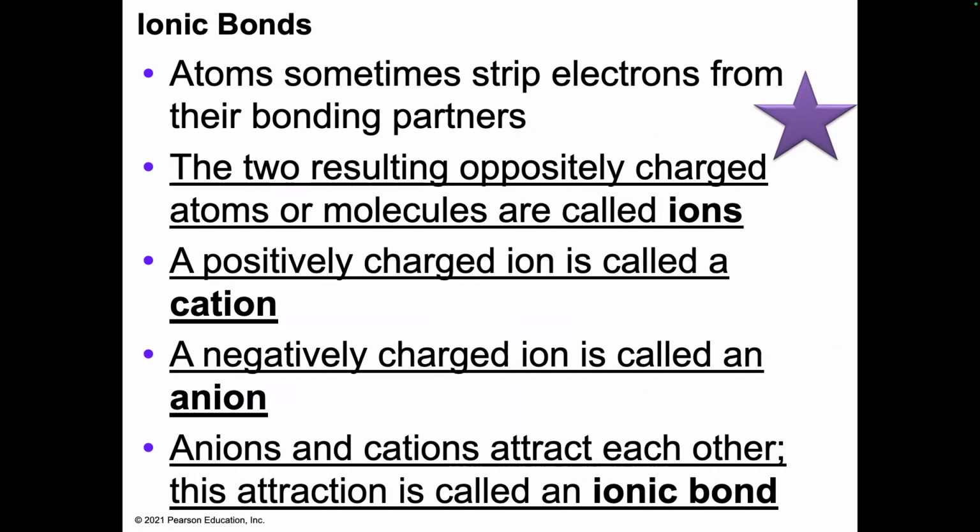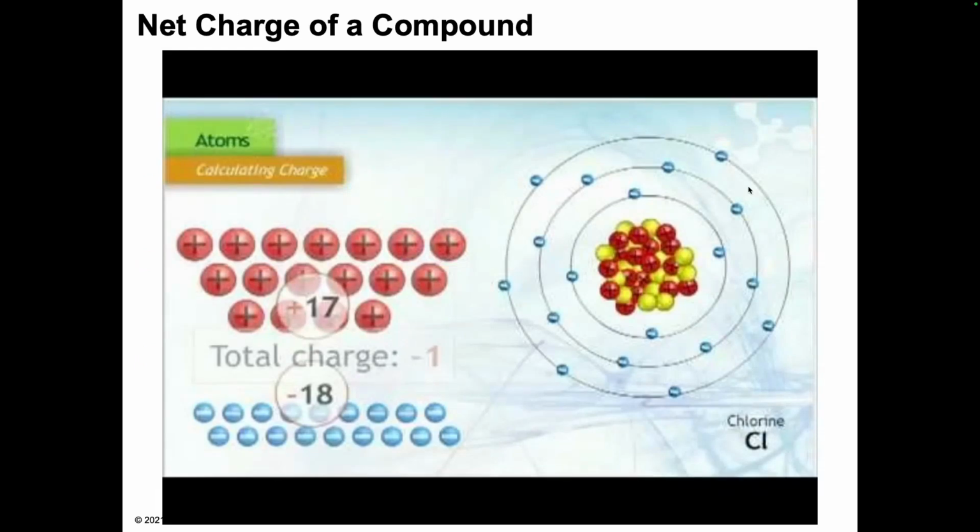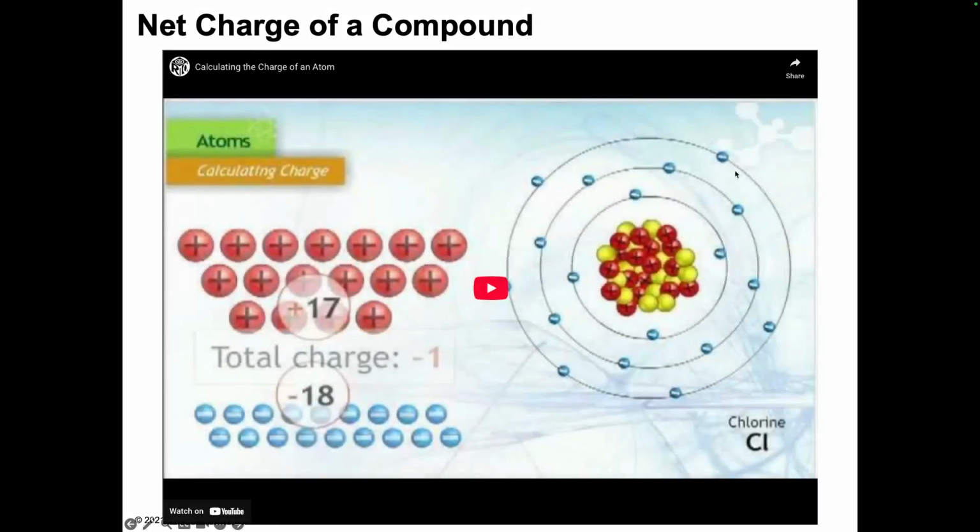Ionic bonds, for this slide: atoms sometimes strip electrons from their bonding partners. The two resulting oppositely charged atoms or molecules are called ions. A positively charged ion is called a cation, and a negatively charged ion is called an anion. Anions and cations attract each other, and that attraction makes an ionic bond. This slide helps you understand more about net charge and how to calculate the net charge of a compound.